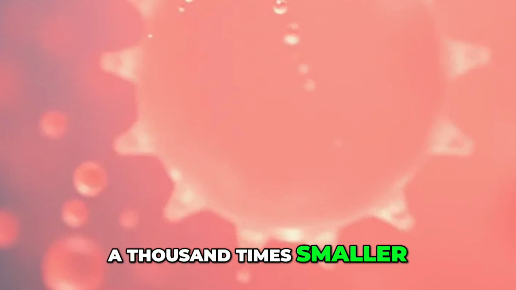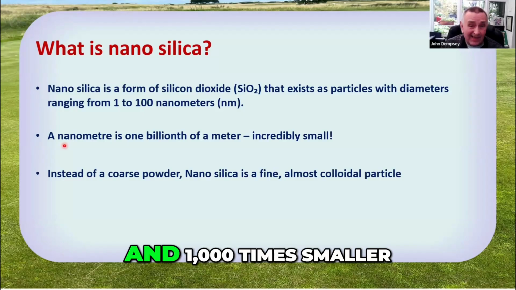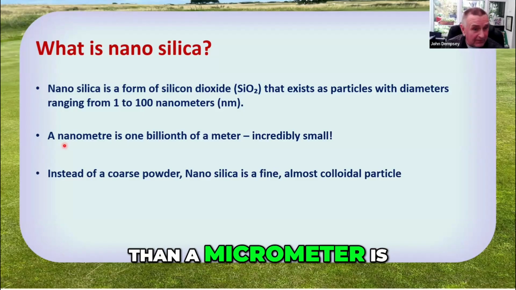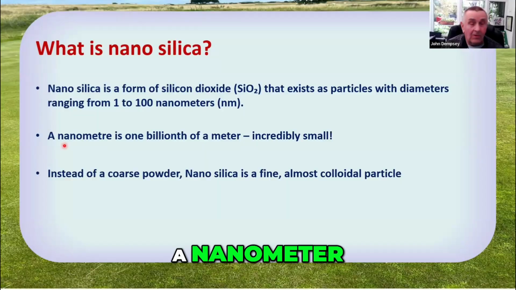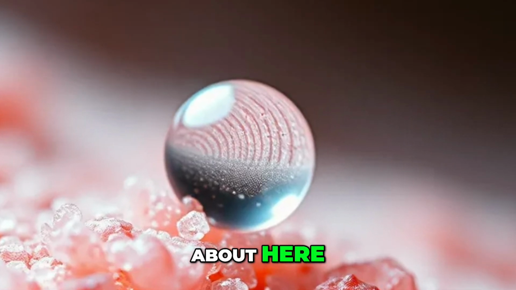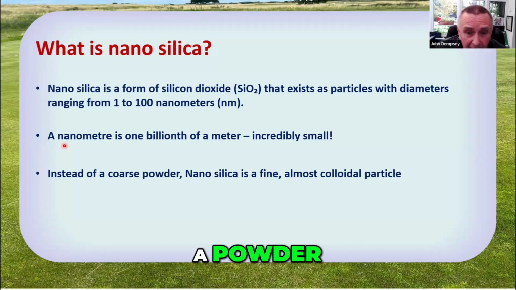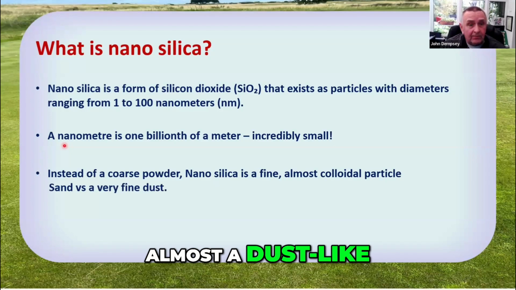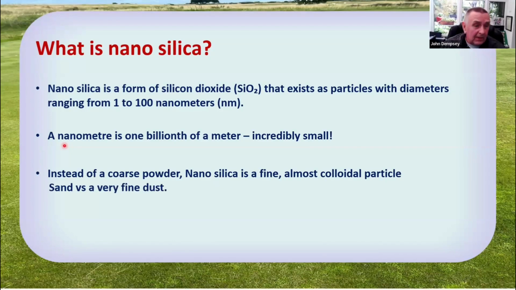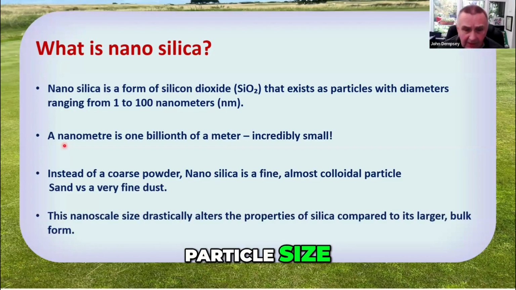1,000 times smaller than a millimeter is a micrometer. And 1,000 times smaller than a micrometer is a nanometer. So a very, very small particle we're talking about here. And you could think of it, instead of a powder, nano silica would be a very, very fine, almost dust-like particle. Comparing a grain of sand to a very fine dust. It's a very small particle size.